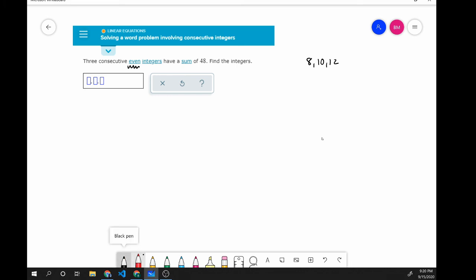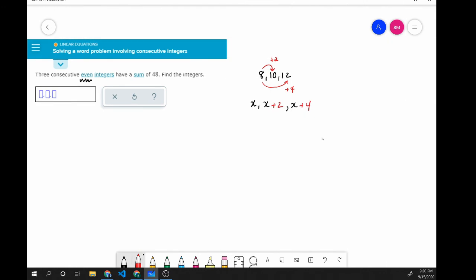So now, how would I get from 8 to 10? We know from our past example, this first number is going to be our mystery x. So we have to add 2 to get to our next number, and actually add 4 to get to the third. So my pattern is going to be x, x plus 2, and x plus 4.